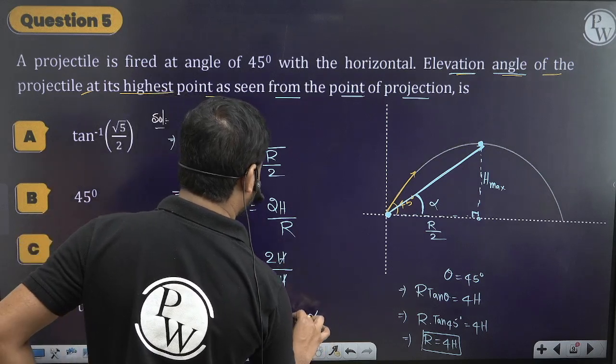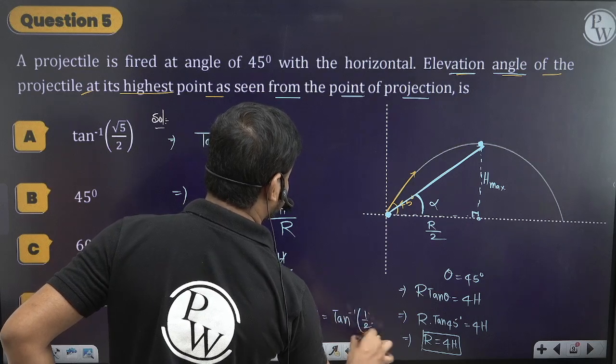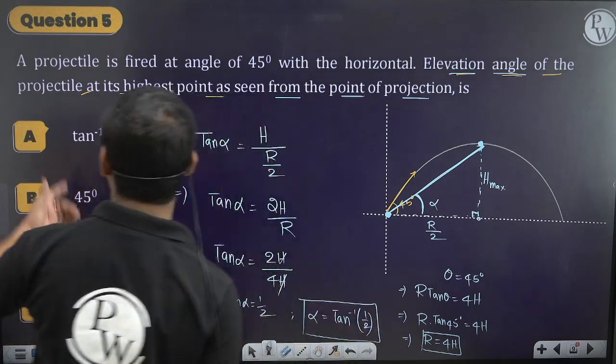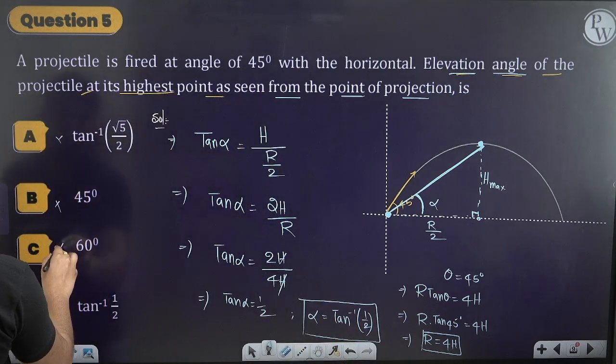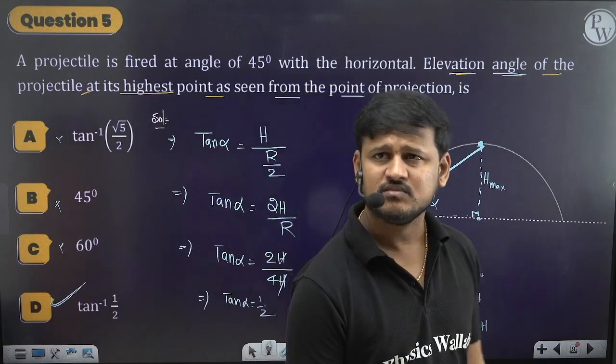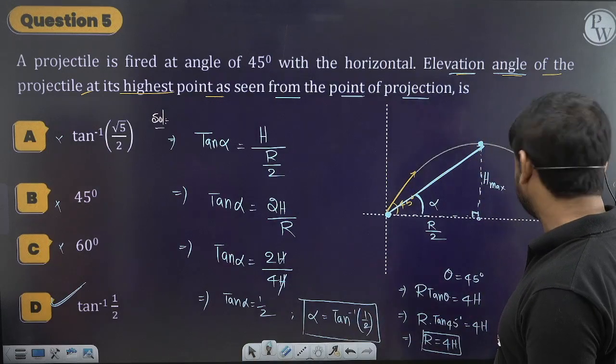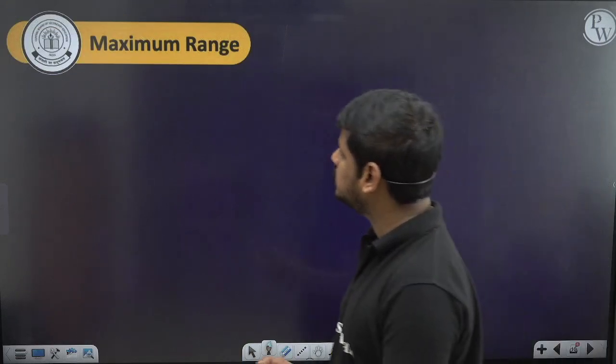So from here alpha is equal to tan inverse of 1 by 2. So just check the answer. Tan inverse of 1 by 2. Option D is the correct one. Clear, everyone? Understood this point? So let's move to the next concept.